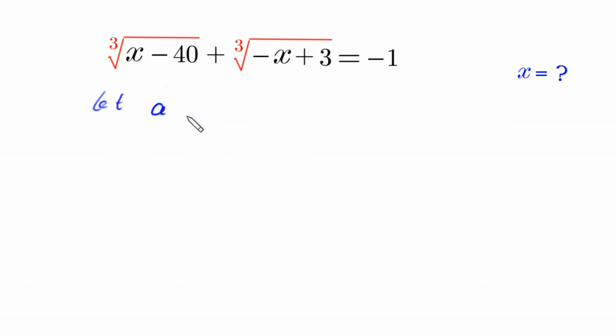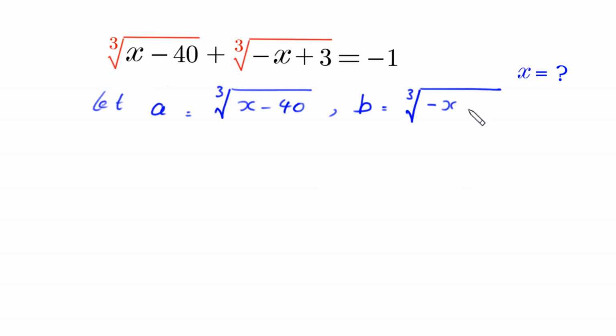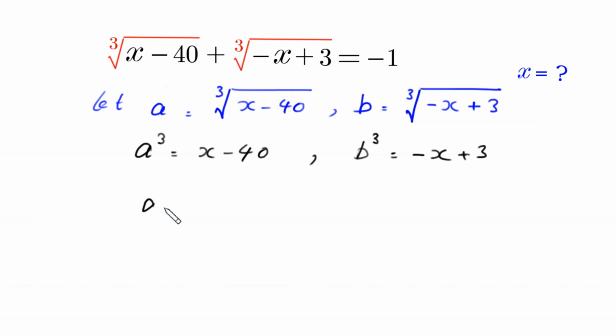Let a is equal to cube root of x minus 40 and b is equal to cube root of negative x plus 3. Now if we take cube of both sides of this equation, this will become a cubed is equal to x minus 40, and if we take cube of both sides of this equation, this will become b cubed is equal to negative x plus 3. Now we substitute a and b in this original equation, then this will become a plus b is equal to negative 1. Let's call this equation 1.